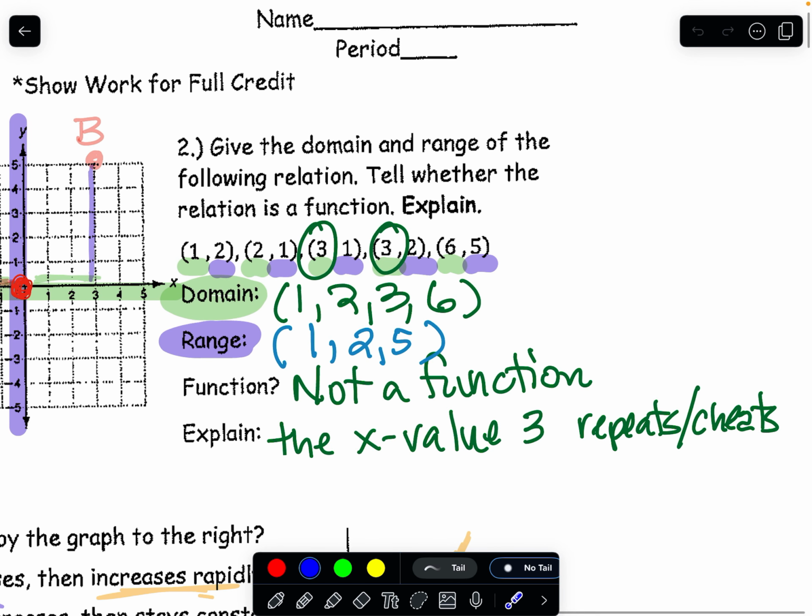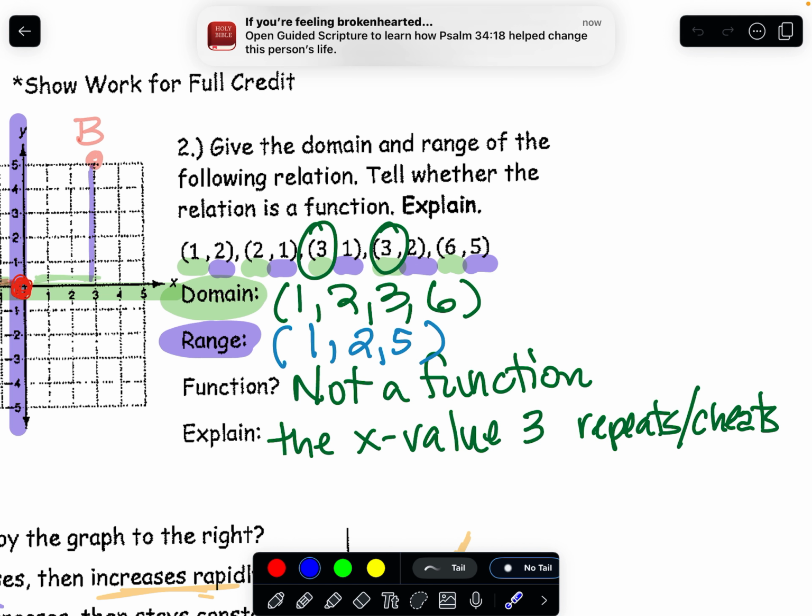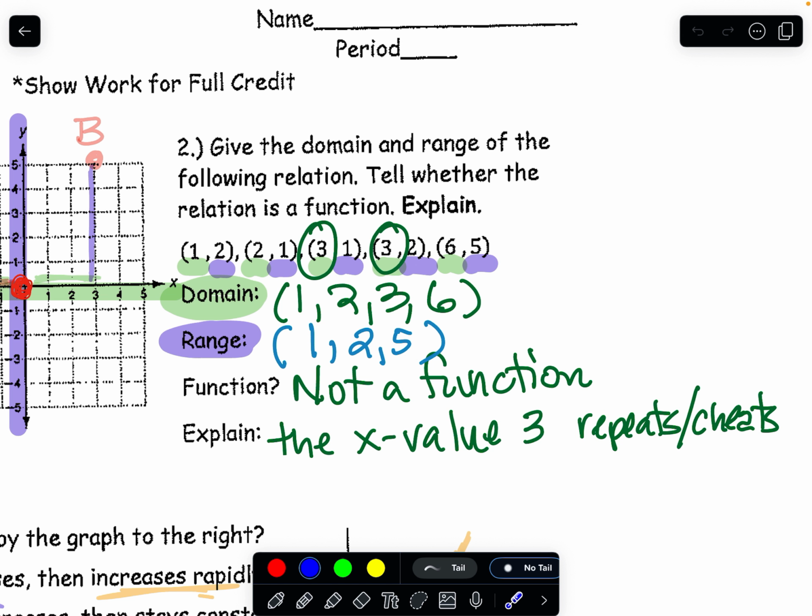On number 2, it asks for the domain and the range of the following relation. Remember, a relation is just a series of points. Could be a function, could not be a function. That just depends on what's going on there.